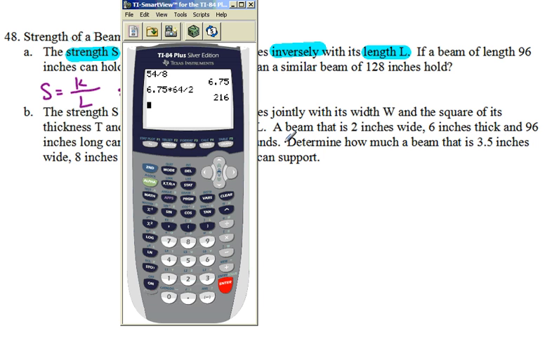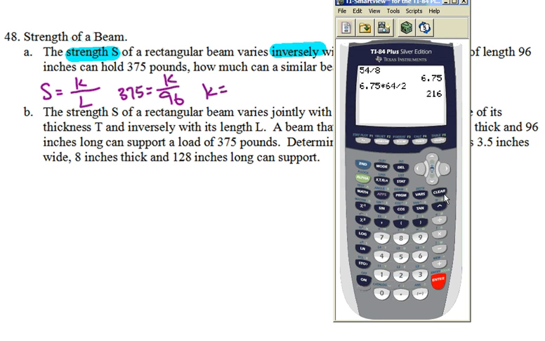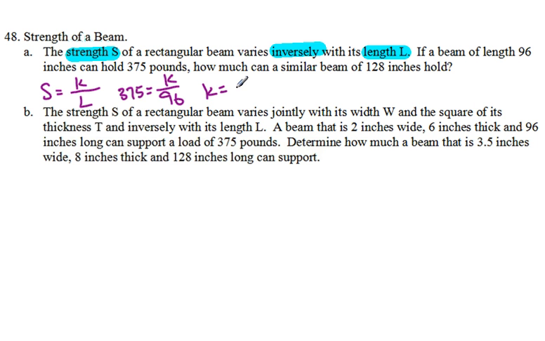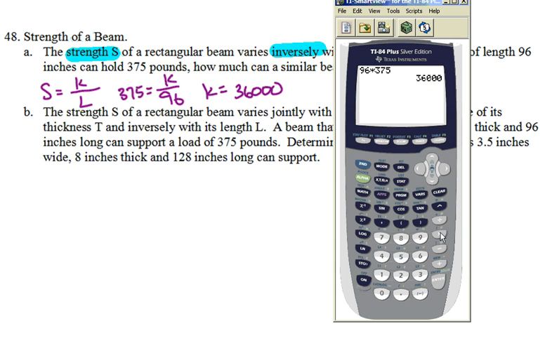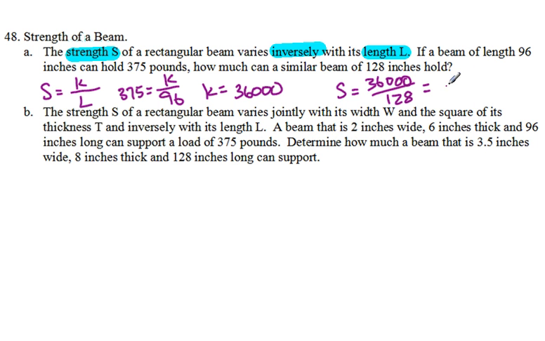So now I can just find K. I need a calculator to help me out with that. So I've got 96 times 375. There we go, 36,000. So K equals 36,000. And so now I can answer the other question, how much can a similar beam of 128 inches hold? All right, so strength equals, my K is 36,000, and my length is 128. I'll throw that in the calculator. There's the 36,000 already, so divide it by 128. And there it is, 281.25. And let's get correct units on that. That's going to be pounds.